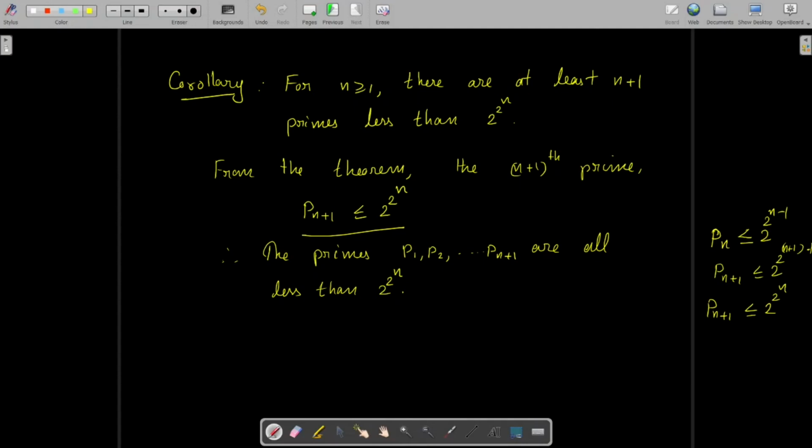So this says that the (n+1)th prime is less than or equal to 2 raised to 2 raised to n. Since the primes P1, P2, ..., Pn are listed in the natural order, there are at least n plus 1 primes less than or equal to P_{n+1}. P1, P2, ..., P_{n+1} are all primes less than or equal to P_{n+1}. And P_{n+1} is less than or equal to 2 raised to 2 raised to n. Therefore, the primes P1, P2, ..., P_{n+1} are all less than 2 raised to 2 raised to n. That is, there are at least n plus 1 primes less than 2 raised to 2 raised to n.